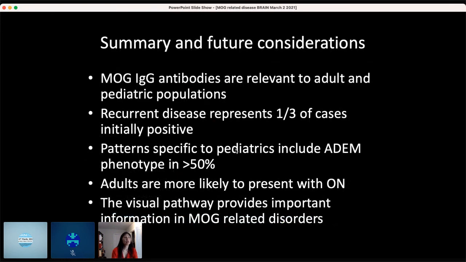We would be able to tell the family that recurrent disease represents 1/3 of cases who are initially positive. So even if the child was positive, we still need to wait. And that the pattern seen in that child is very common within the pediatric population who are MOG positive, although in the adult population, we're more likely to see optic neuritis presenting. And finally, that the visual pathway is very important to pay attention to and will provide important information on MOG-related disorders. And I'm going to wrap up there.